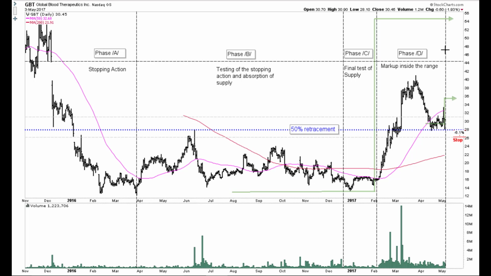So I like this trade. I think it's going to take some maturity to try to get a trade entry around here. But this is a legitimate setup. These are the trades that I'm looking for.